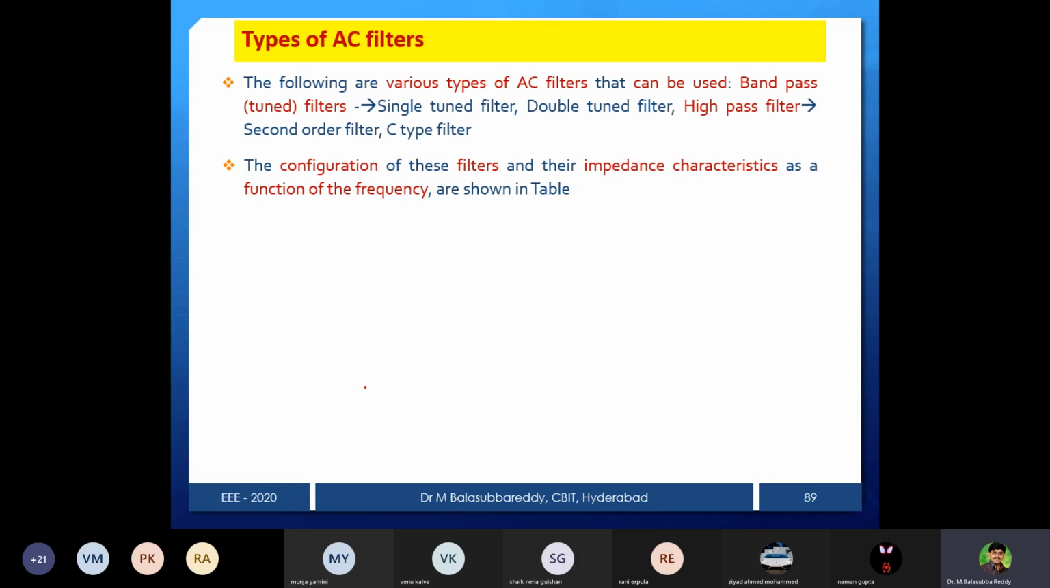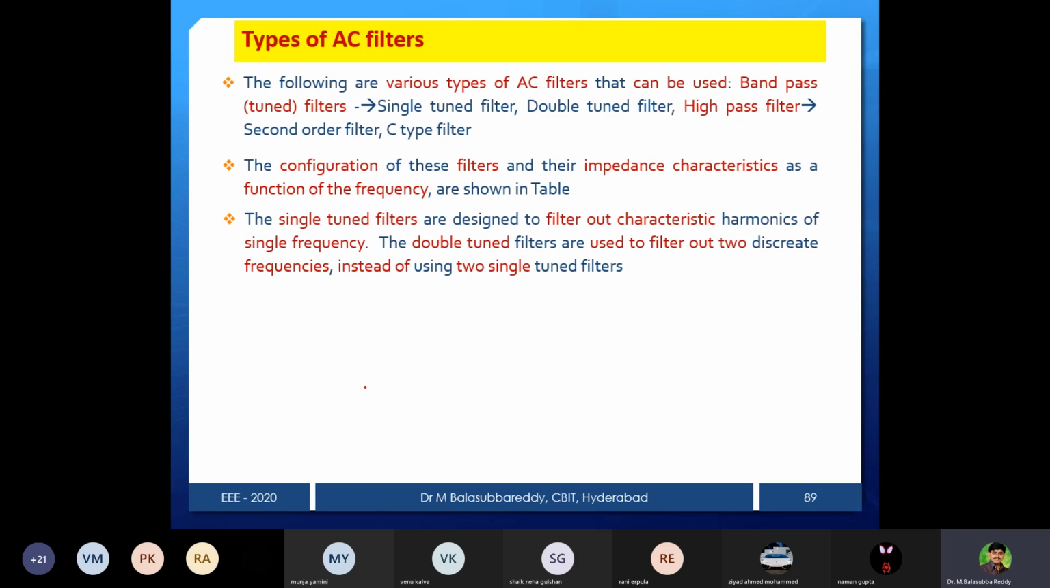I will show the block diagram, I mean the connection diagram, for each type of filter. So for that I will show the table. Single tuned filters are designed to filter out the characteristic harmonic of a single frequency. As I mentioned previously, the tuned filter is divided into single tuned and double tuned.